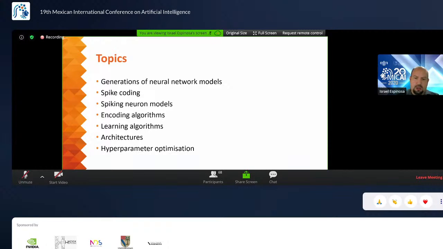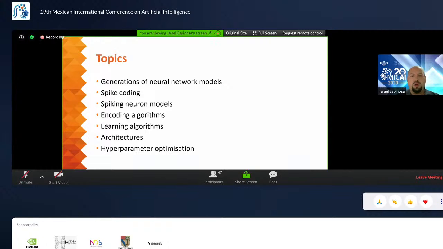There are no specific learning algorithms for this. For example, in artificial neural networks, one of the best known is backpropagation. But because of the features of spiking neurons, we cannot implement that kind of learning. So learning algorithms are a bit controversial for this type of artificial neural network.